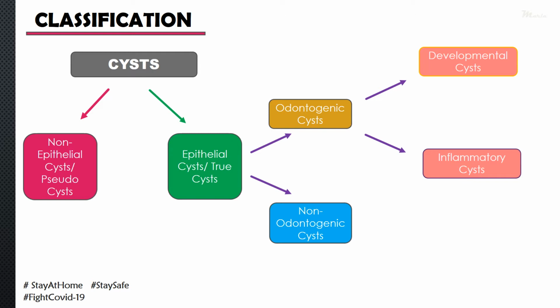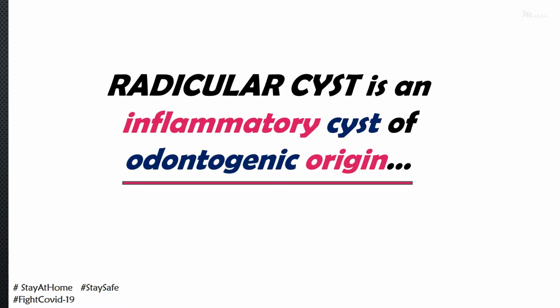Epithelial cysts can be further classified on the basis of the origin of the epithelial lining into odontogenic cysts and non-odontogenic cysts. Odontogenic cysts can be further classified into developmental cysts and inflammatory cysts on the basis of its pathogenesis. So the focus of today's topic, that is radicular cyst, is classified as inflammatory cyst. So to understand the radicular cyst, we need to know where in the classification this cyst stands. So, to summarize, radicular cyst is an inflammatory cyst of odontogenic origin.